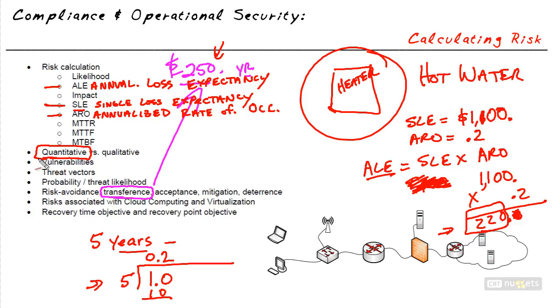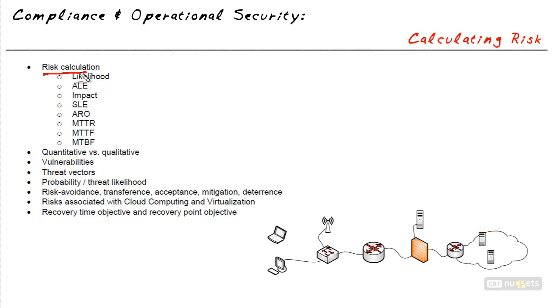And that's an example of quantitative risk calculation. In another example of risk calculation, let's go ahead and take a software application. Let's say we have a custom app that was written for us, and we've been using it for a couple of years.